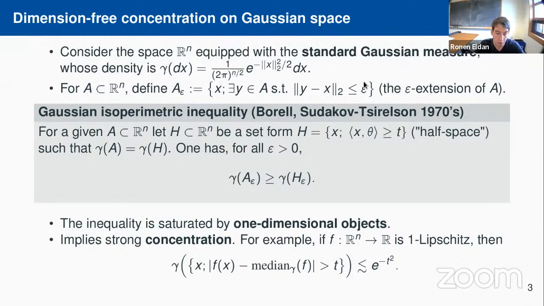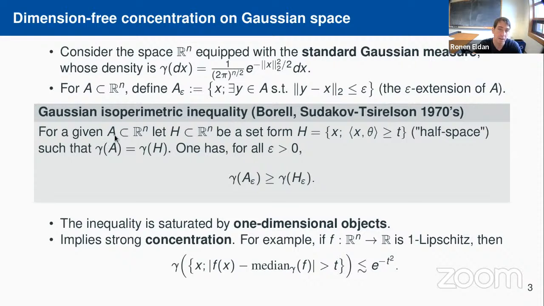And what an isoperimetric inequality will do is, from among the sets that have some prescribed measure, try to find the sets whose epsilon extensions are minimal. And so the Gaussian isoperimetric inequality, which was proven by Borell and independently Sudakov and Tsirelson in the 70s, states that the extremal sets are half spaces.